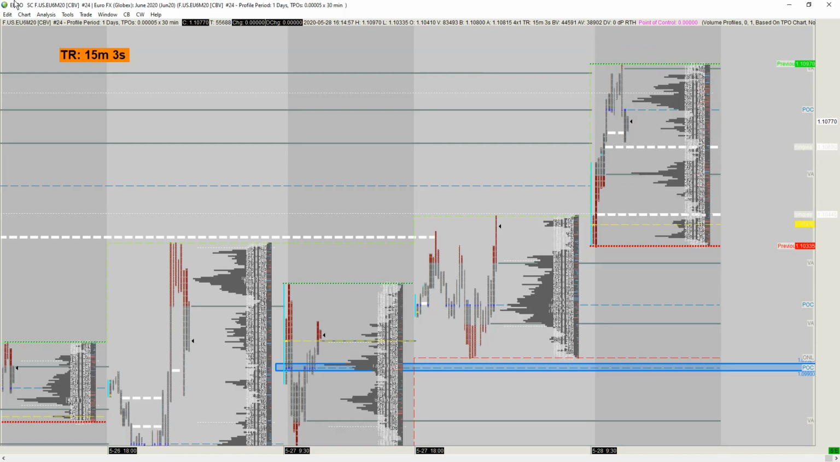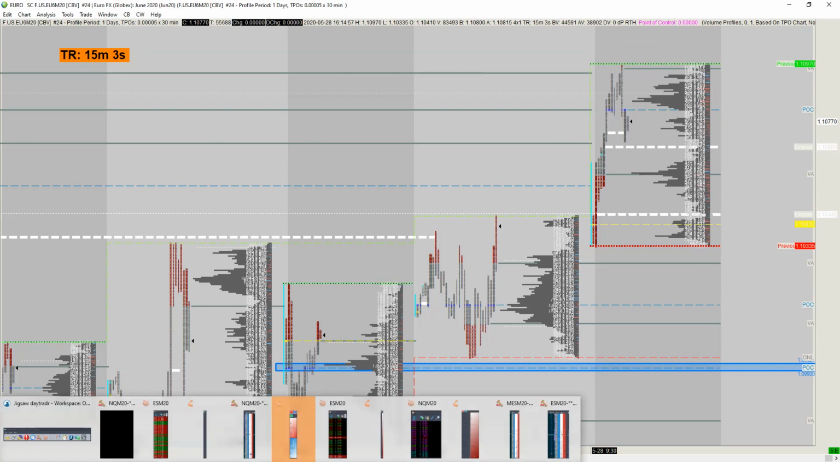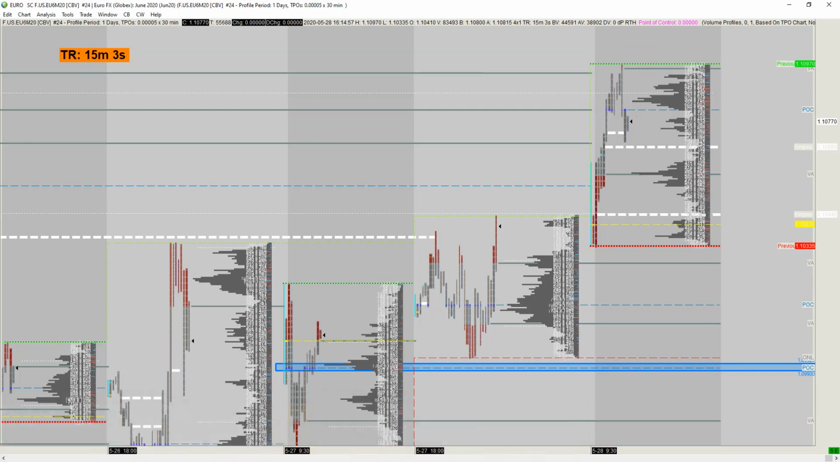So basically, I'm using Sierra Charts for my profiling, and I use Jigsaw, which is right here, for depth of market, for the DOM. I rarely trade the euro. It's not one of the instruments I like to trade, but I do trade gold, euro, ES, NQ.